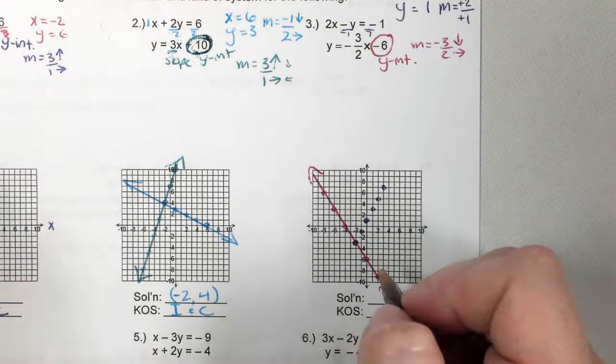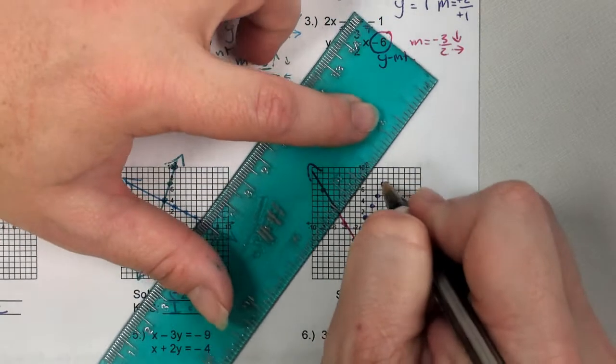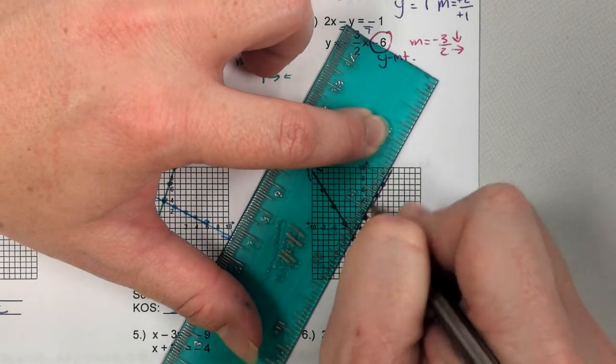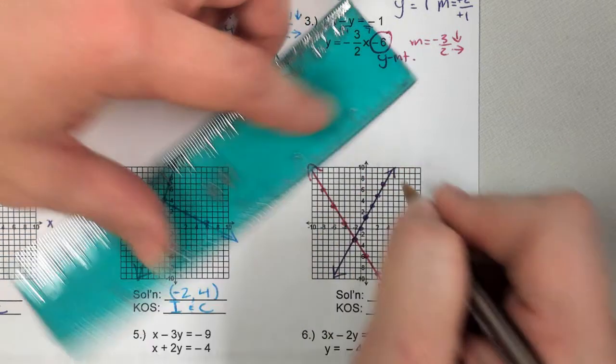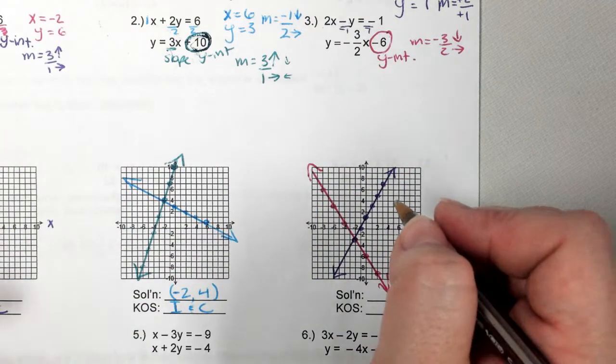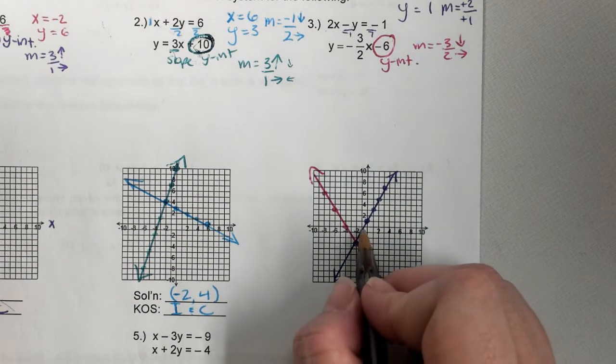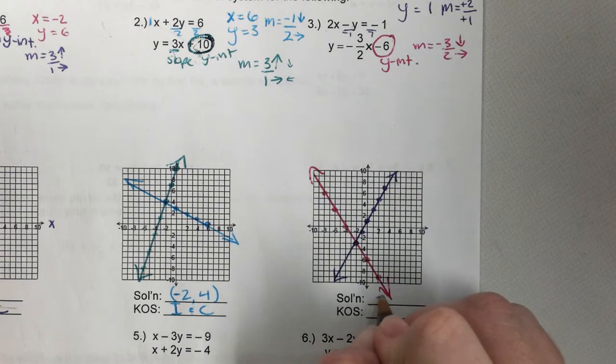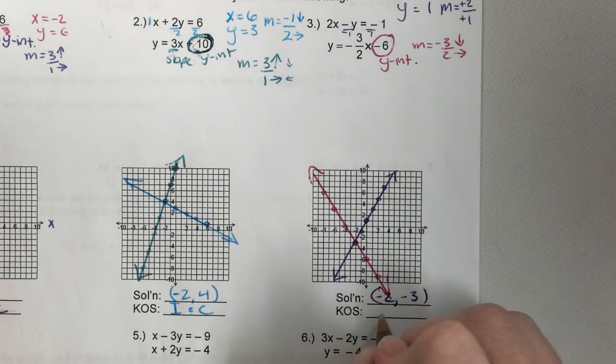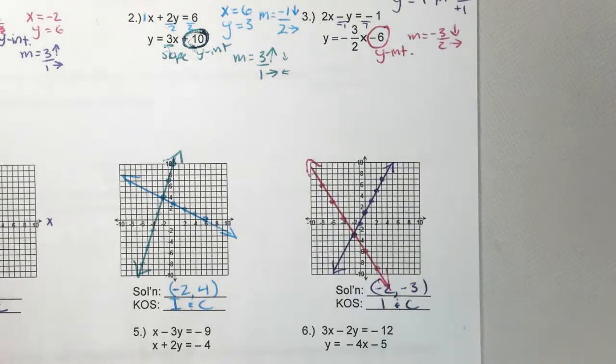And there's my solution. Remember, if you don't draw the lines or plot the points, you will get points off. So my solution here is -2, -3, which is independent and consistent.